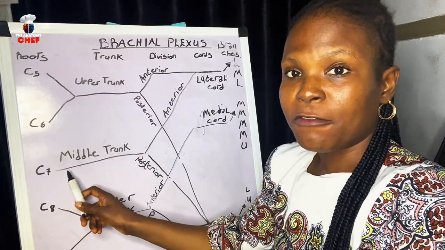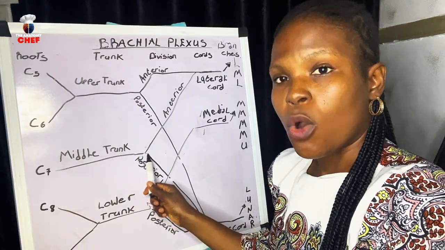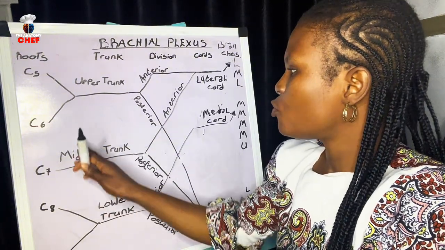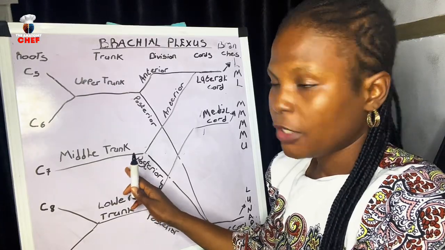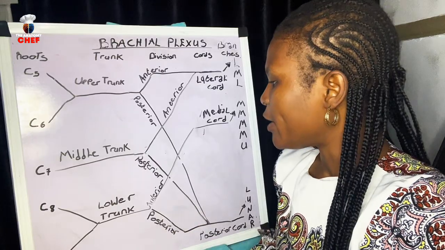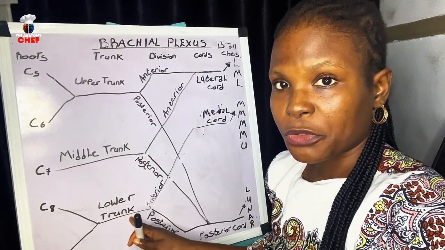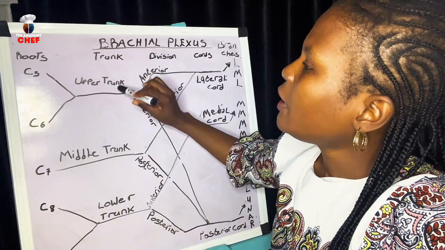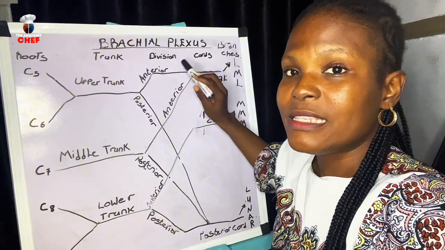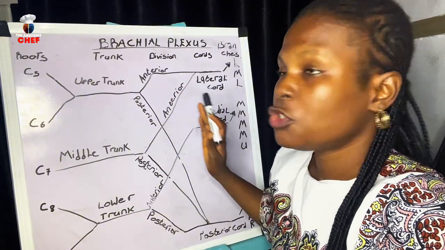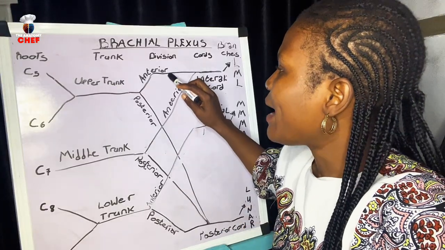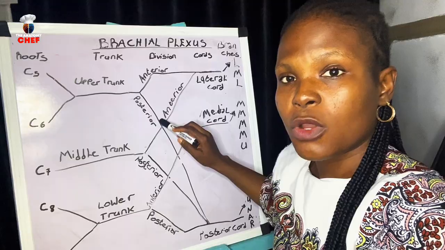The root from C7 runs straight up, does not merge with anything, and gives rise to what we call the middle trunk. The roots from C8 and T1 fuse together to give rise to the lower trunk. Is that okay? Now, when we get to this lower trunk, it divides, is split into two divisions, giving us the anterior division and the posterior division.